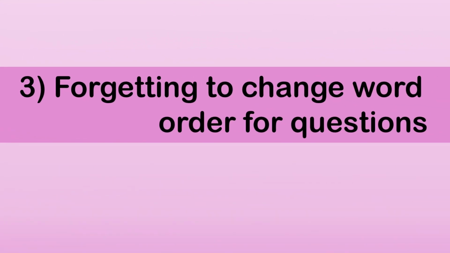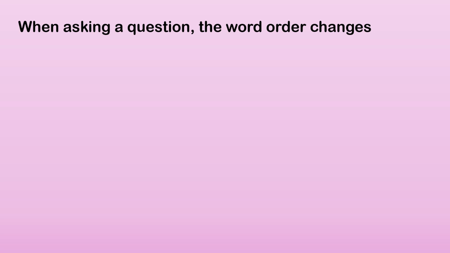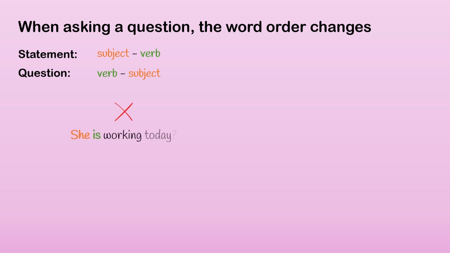Number 3. A mistake English learners often make is forgetting to change the word order when asking questions. When asking a question, the usual word order of a sentence changes. In a statement, the subject comes before the verb, but in a question, the auxiliary or modal verb comes before the subject. We don't say, she is working today. We say, is she working today?